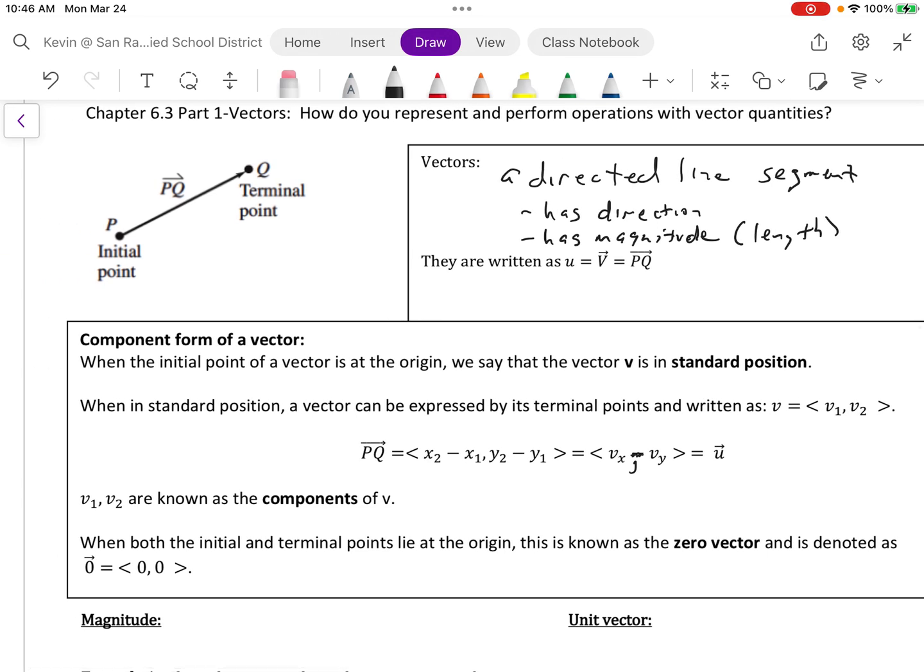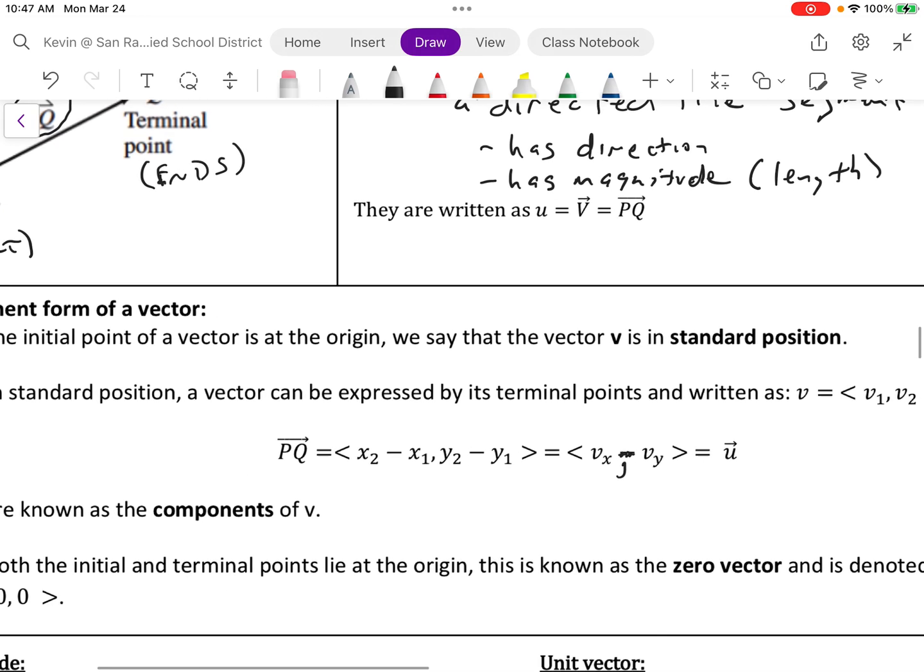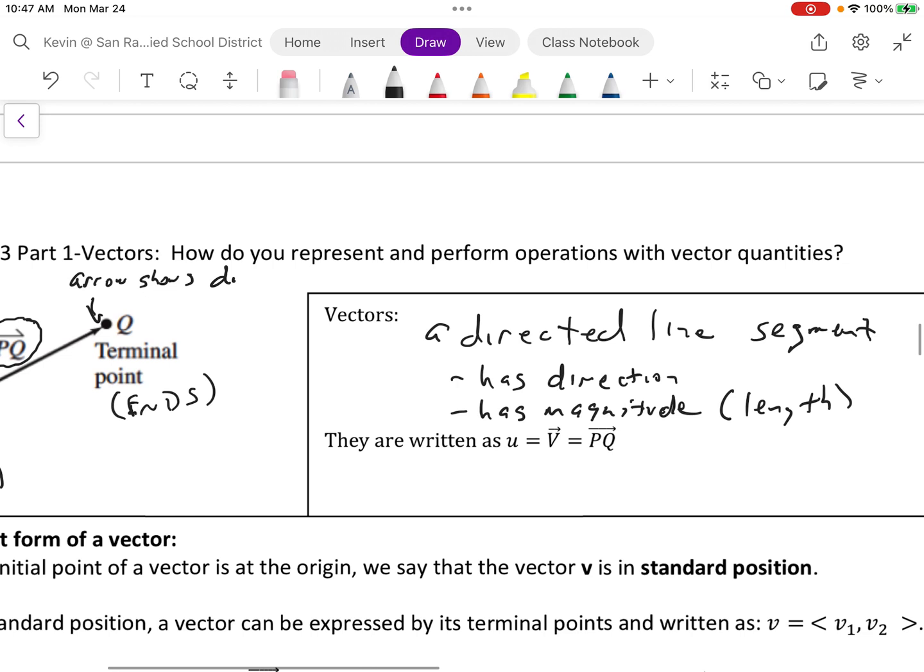So if we look at this vector PQ, the initial point is our start, and the terminal point is our ending, where it ends. You can see how a vector is typically drawn with this half arrow on top of it, and the arrow shows the direction.